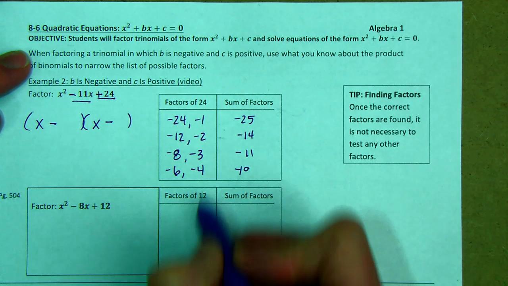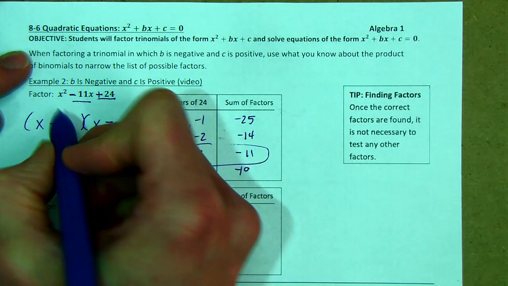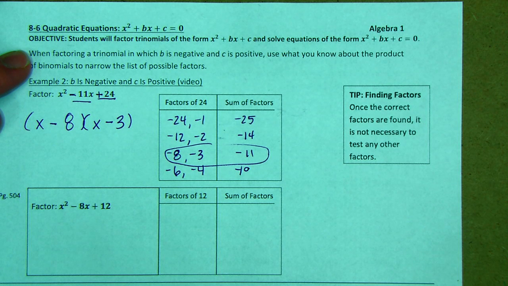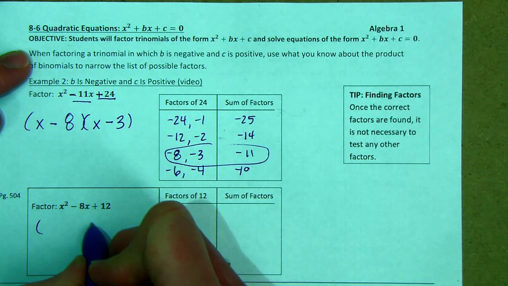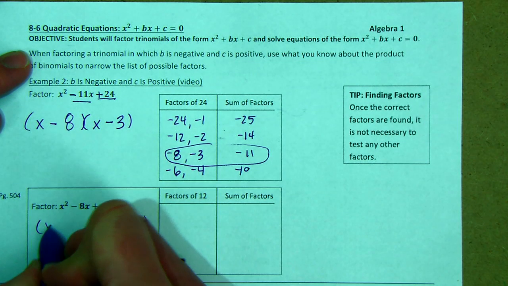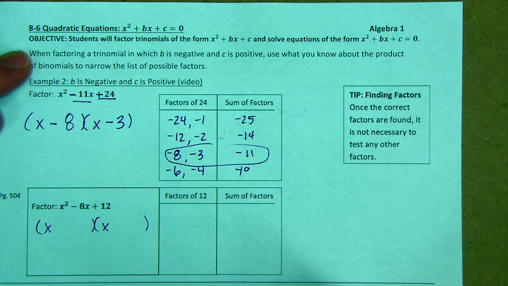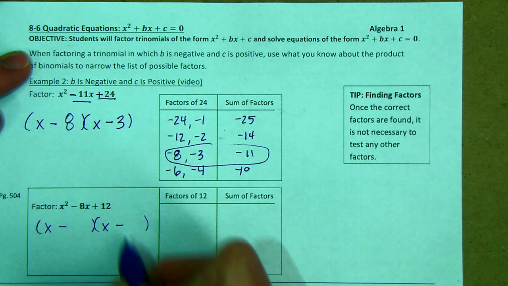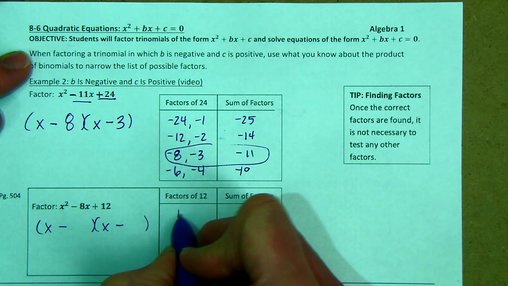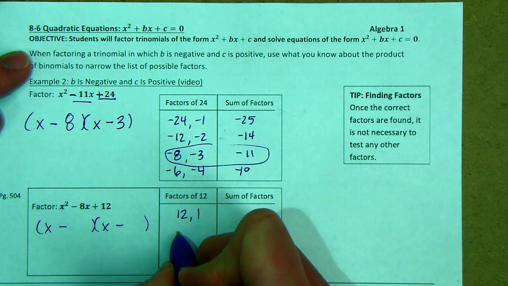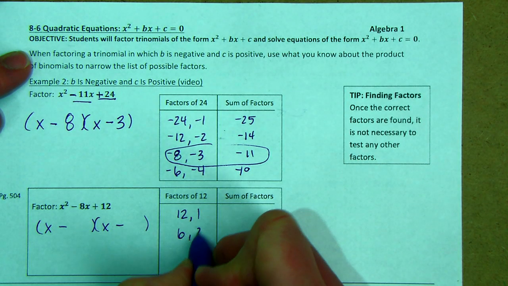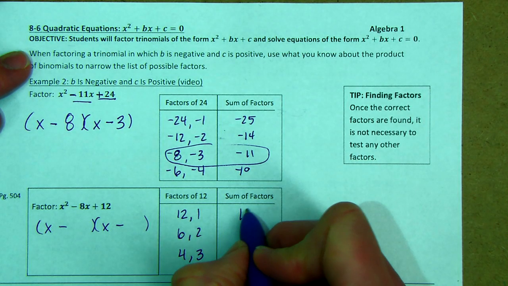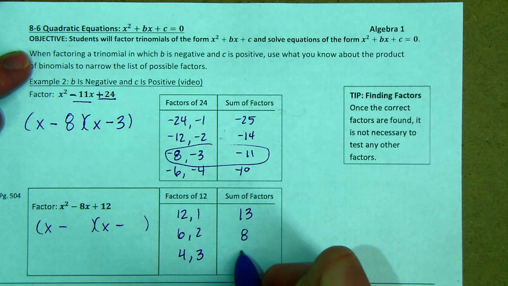And that's your answer. Same thing down here. We've got x squared minus 8x plus 12, so we know that the signs are the same. They're both negative. And so factors of 12: 12 and 1, 6 and 2, 4 and 3. Which one of those will have a sum of 8? As I add them together quickly, 13, 8, and 7, it's got to be 6 and 2.